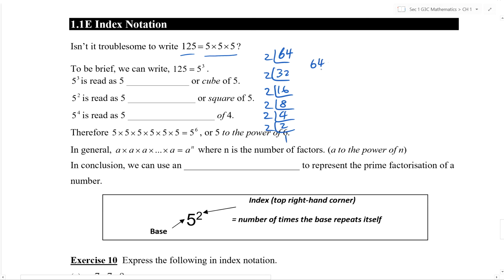Okay, so 64 is equal to 2 times 2... Can you please stop me when I reach the correct number of 2's? Is it ready? So 6 of them. Is it troublesome? Yes. Is there a simpler way of doing it?